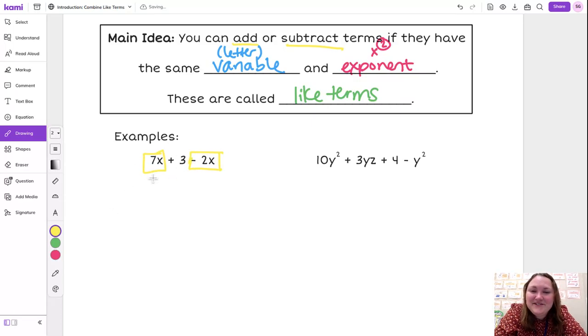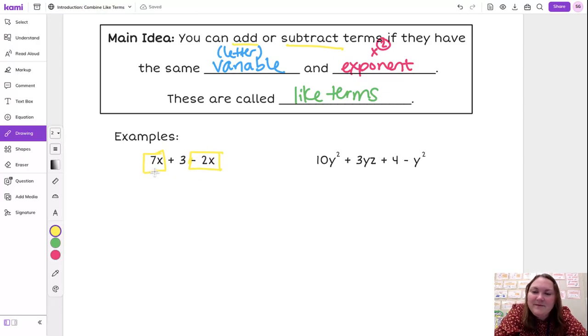I can combine those because they both have the same variable, x, and they have the same exponent. Notice I don't see an exponent up here at the top. I cannot add the 3 with them. So for example, I cannot say 7x plus 3 is 10 because the 3 does not have an x. So what we want to do is combine 7x minus 2x. And notice I included the minus sign in front of the number. It's important to include that sign.